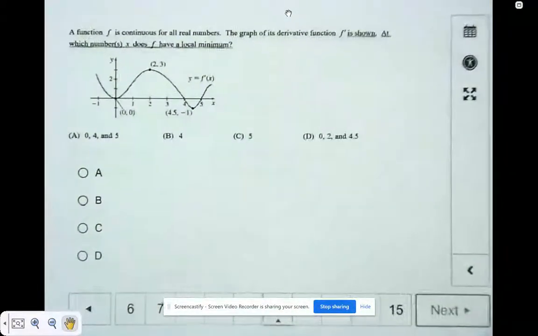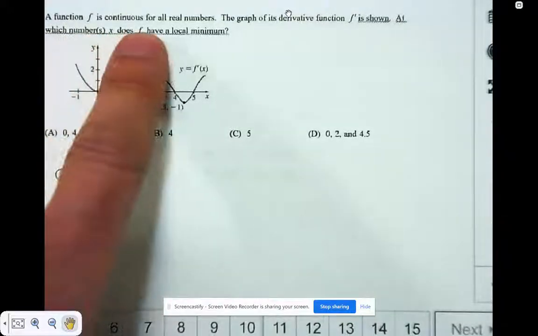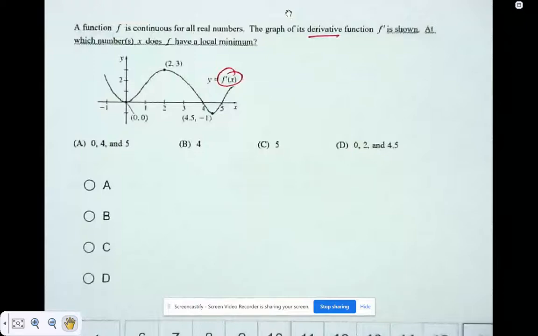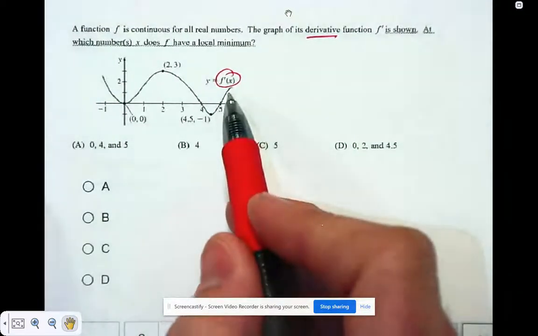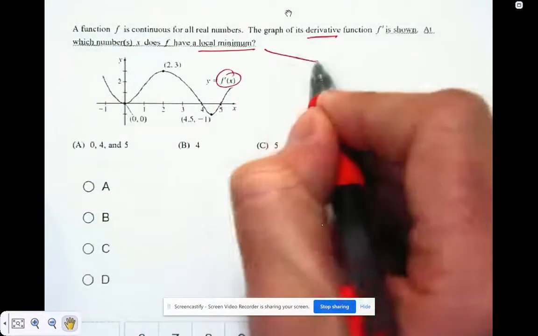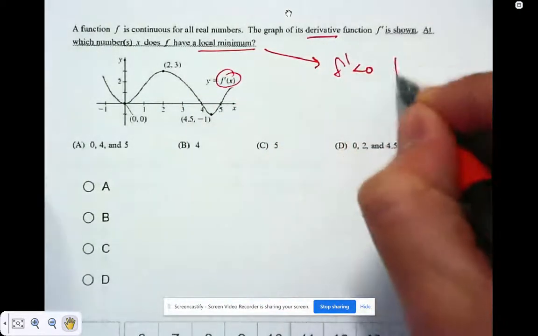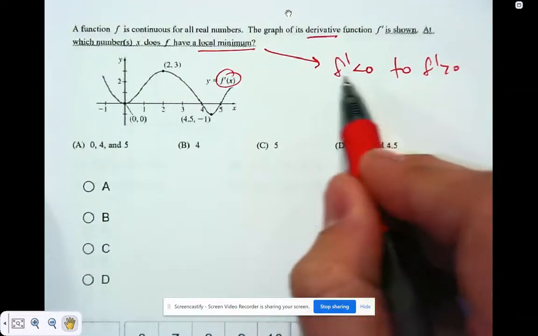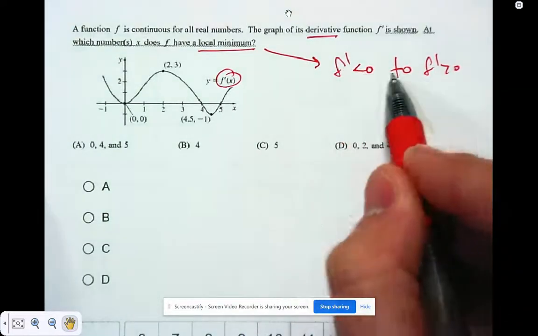This is a graph. A function f is continuous. The graph of its derivative. This is a graph of f prime, circle, right? Make sure you know what you're looking at. At which numbers does f have a local min? Definition local min, f prime negative to f prime positive. So you want to know where the derivative is a negative value and then positive.